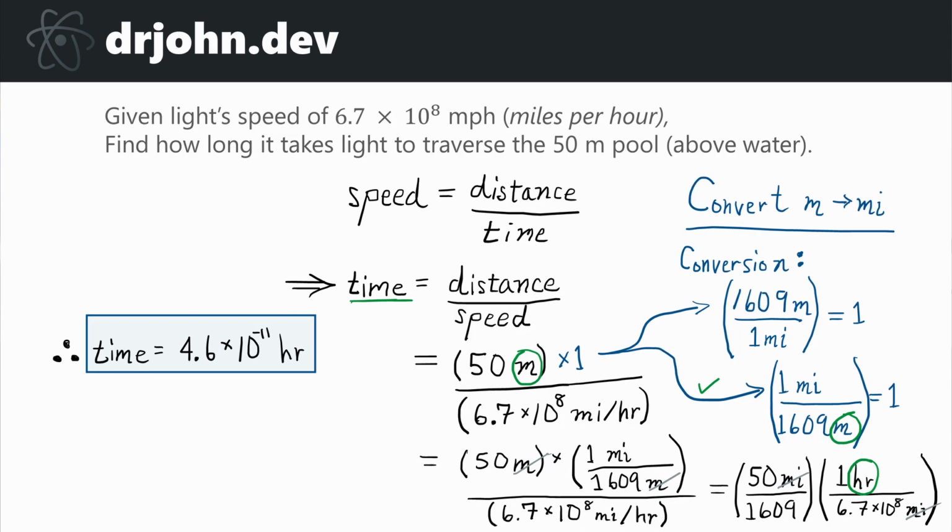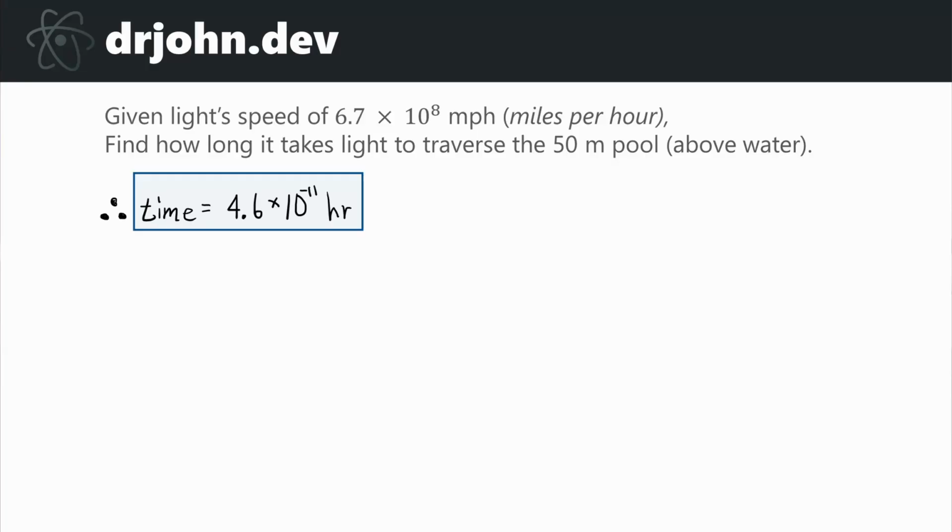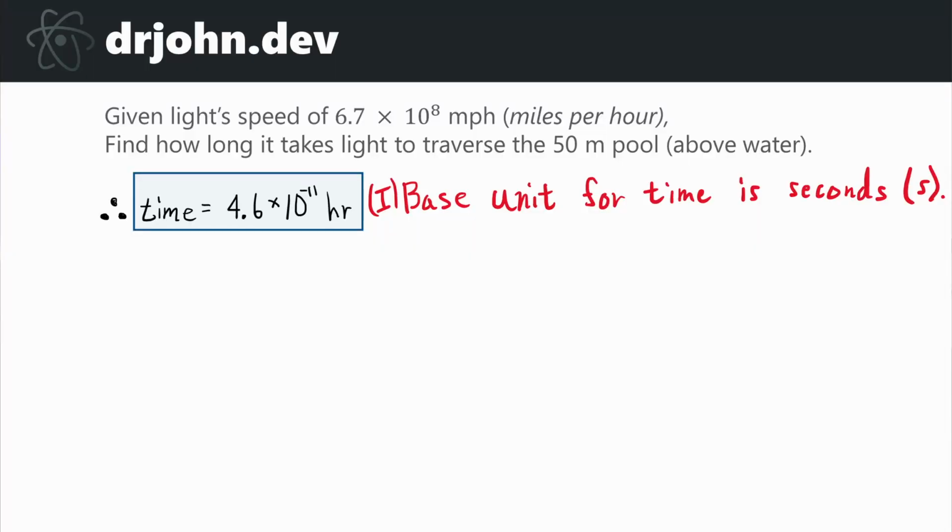And now you could actually stop here and you wouldn't be wrong, but how informative is this answer really? Light taking 4.6 times 10 to the minus 11 hours to travel 50 meters? We know it's a really short time, but how short is short? Also, the SI base unit for time is seconds. So let's try to add a little more context to this.